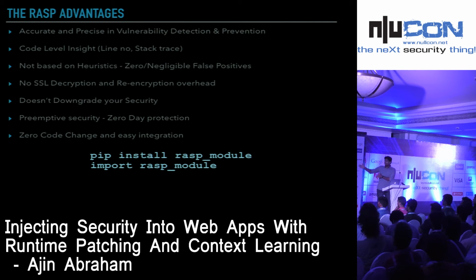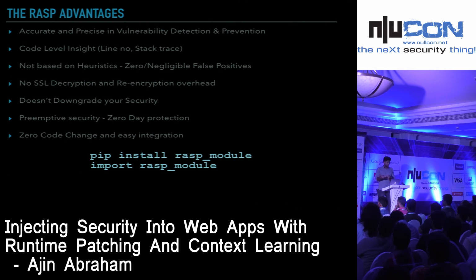So these are the RASP advantages. It's really accurate, precise vulnerability detection, at code level, even the stack trace is available. It's not based on heuristics, so zero or negligible false positives. It doesn't downgrade your security. Not much performance overhead because we don't have to encrypt and re-encrypt your traffic.